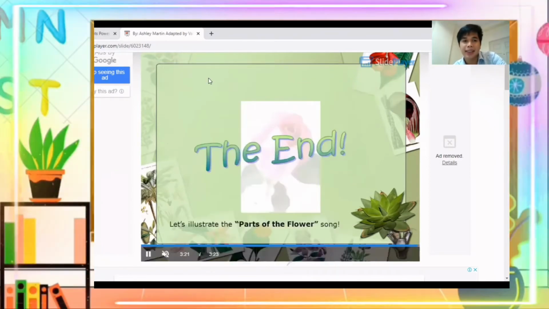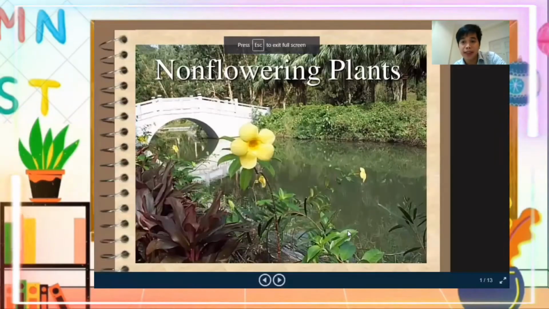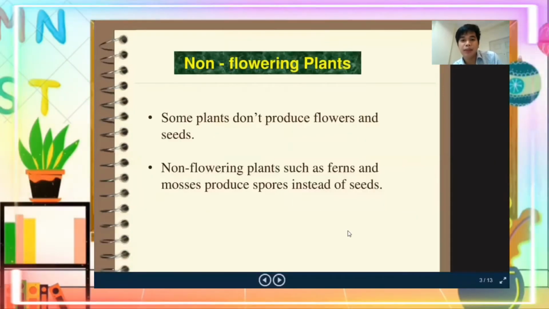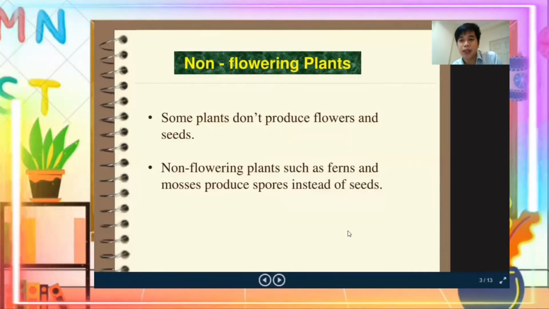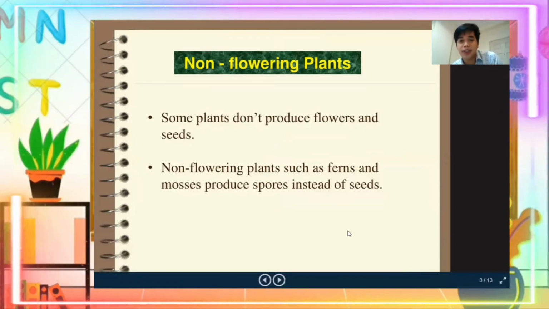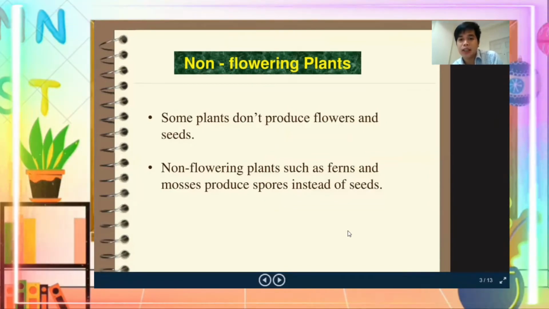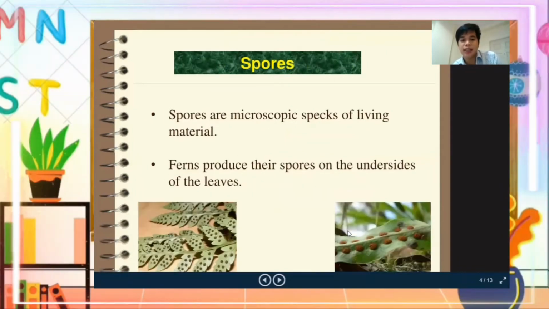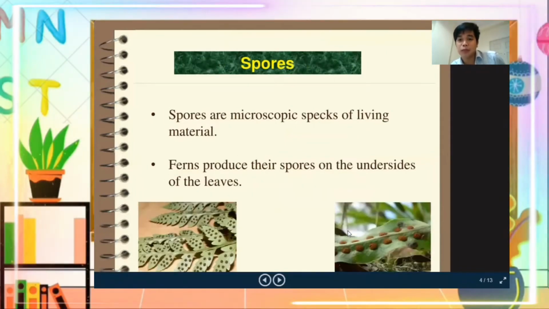Now, the non-flowering plants. Do you have an idea what non-flowering plants are? Some plants don't produce flowers and seeds. Non-flowering plants such as ferns and mosses produce spores instead of seeds. These are pictures of spores.